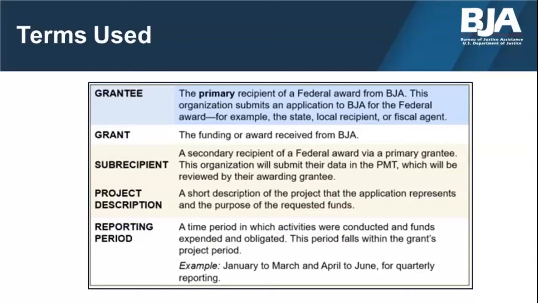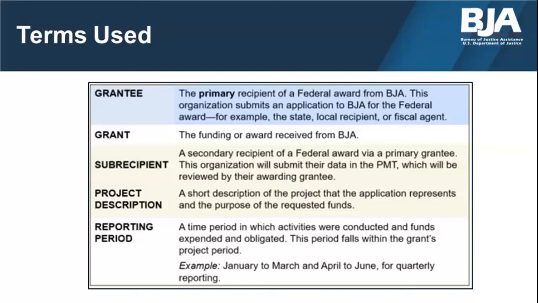A subrecipient or subgrantee is a secondary recipient of a federal award via the primary grantee. The project description is a description of the project that serves as the basis of the grant application. The project description details the purpose of the project and funding. A reporting period is the period of time in which BJA-funded activities were conducted and funds were expended and obligated. Reporting periods for the BJA PMT consist of a 3-month period, also called quarters.